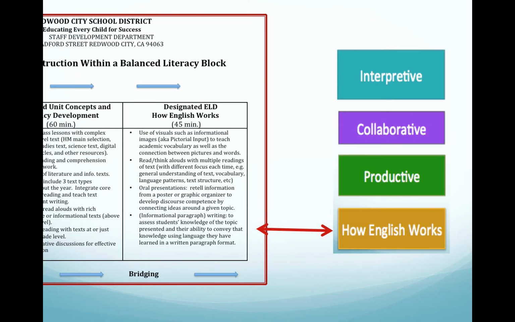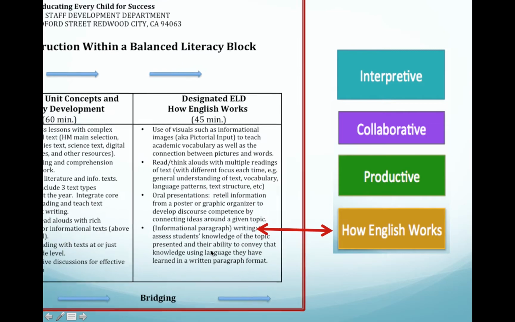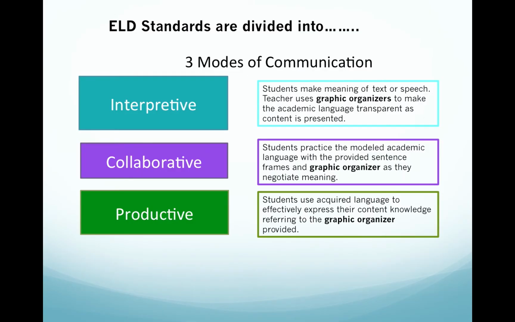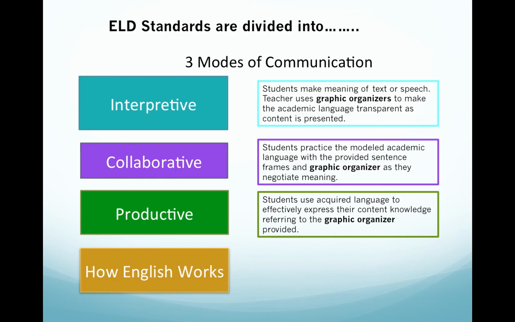So again, during that designated ELD block, you're working on these 3 modes of communication, but in addition, and more importantly during this block of time, the students who are English learners need to be taught about how English works. That's that designated block of time. That's specific to them and their areas of need, depending on their CELDT levels, 1, 2, 3, 4, and 5, and you're explicitly teaching them about how English works. So what does that mean, how English works?